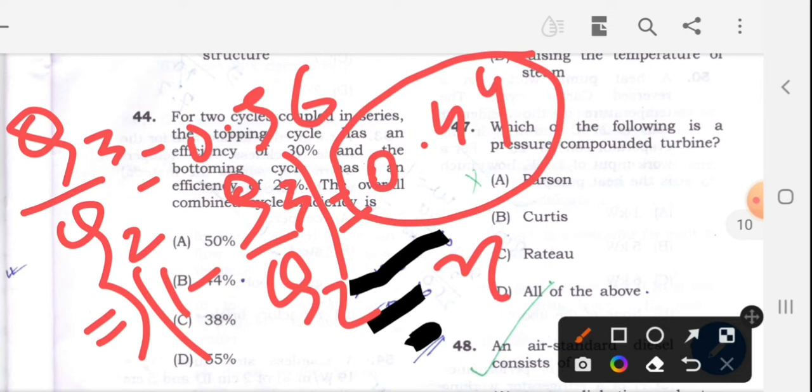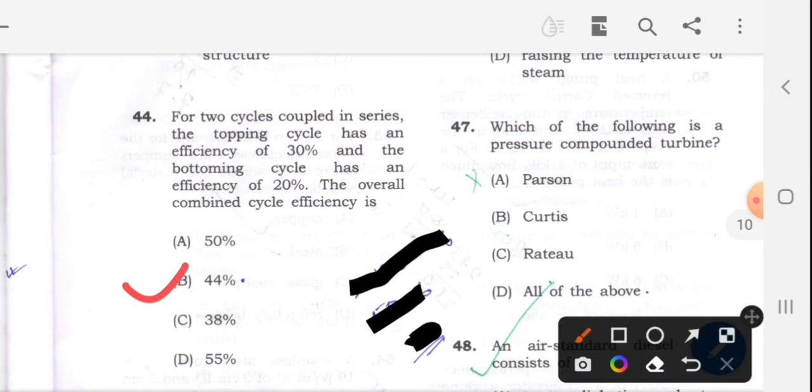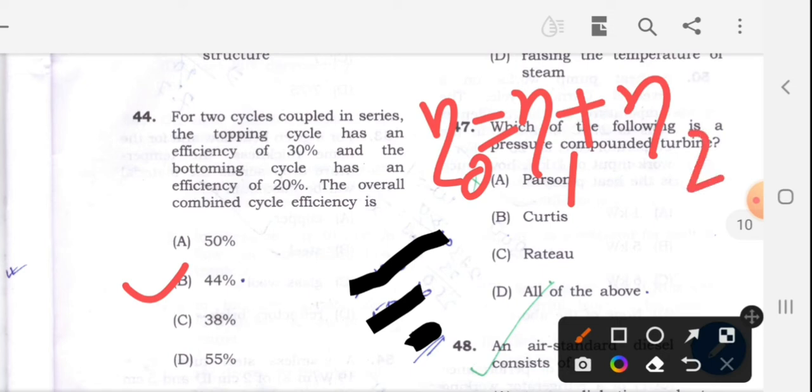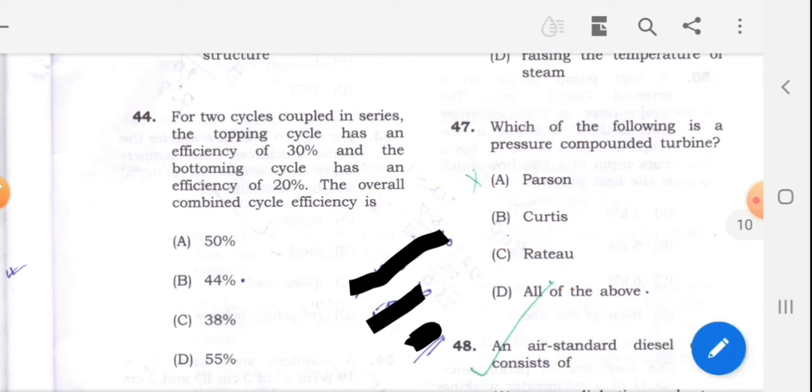So 44%, or option B, is the correct answer here. Now I will tell the shortcut formula. For overall efficiency, the shortcut formula is efficiency 1 plus efficiency 2 minus efficiency 1 into efficiency 2. Just put all the values here: 0.3, 0.2, and 0.3 into 0.2. You will find the answer is 44%. So let's move on to the next question.